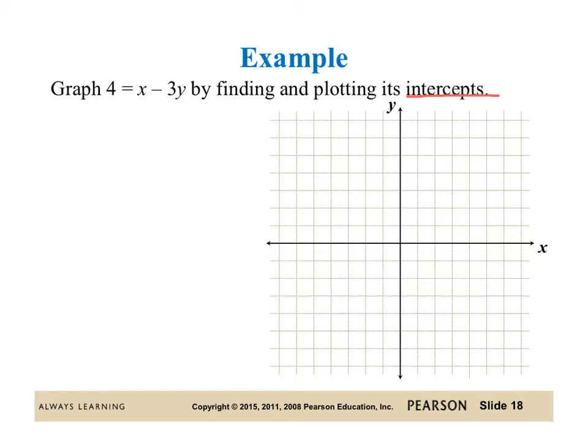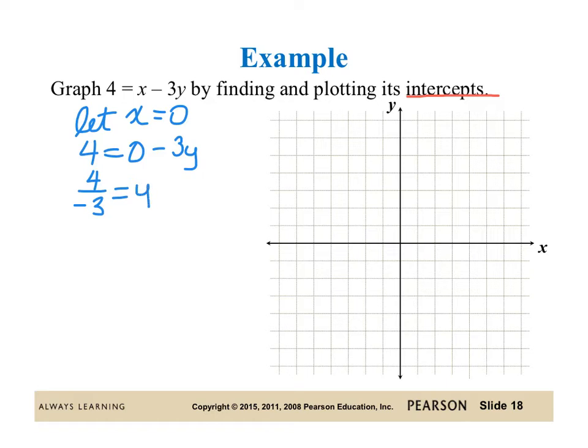So to find the first intercept, we're going to let x equal 0, which means we have 4 equals 0 minus 3y. And if 4 equals -3y, then 4 over -3 is equal to y, which tells us that y is equal to -1 1/3. So the point that we've found here is our y-intercept, 0, -1 1/3. And that puts us about here.